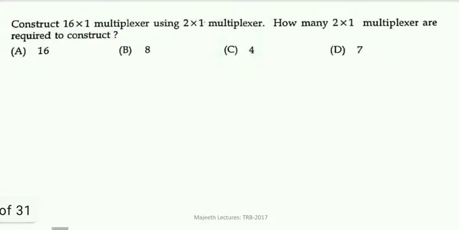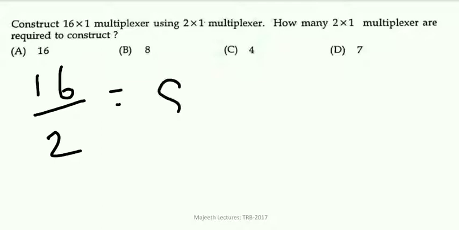Next one, construct 16 cross 1 multiplexer using 2 by 1 multiplexer. How many 2 by 1 multiplexers are required to construct 16 cross 1? If you are asked this type of question, what you have to do is divide the multiplexer you want to form by the multiplexer you have. Here I want to form a 16 cross 1 multiplexer. What I have is 2 cross 1 multiplexer. So divide 16 by 2. So what we get is 8.